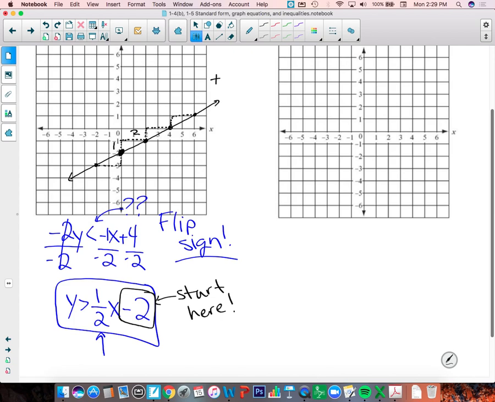Okay, but these aren't normal lines, these are inequalities. So we have to pay attention to that inequality sign right there. Okay, right down here.